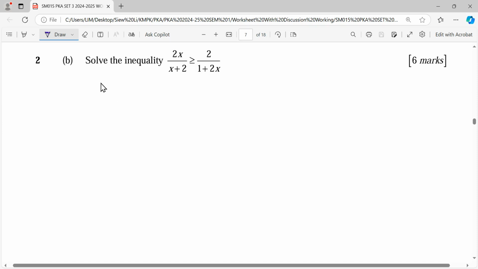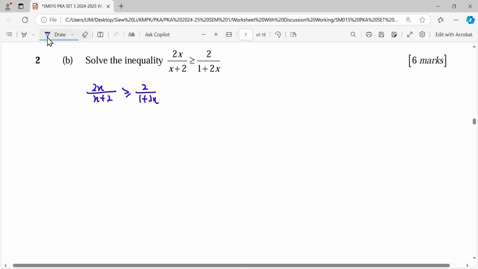For this question, we're going to solve inequalities for rational functions, so rational inequalities. The first rule is you cannot cross multiply. Cross multiplying will bring your method or your concept to the wrong track.